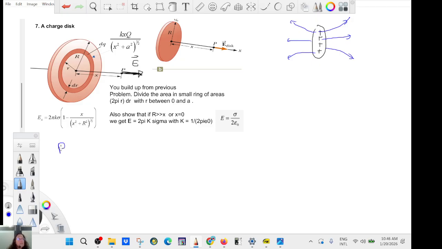In math, you will say x goes to 0. In physics, we're going to say r is very big relative to x, or x goes to 0. So very close to the disk. Can you see what's going to happen here?